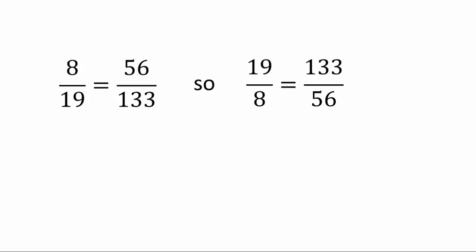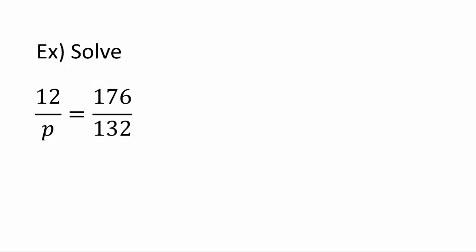When you have a proportion where the variable is in the denominator, just invert the ratios and use the same method. For example, 12 to p equals 176 to 132. Well, that's the same thing as p to 12 equals 132 to 176.